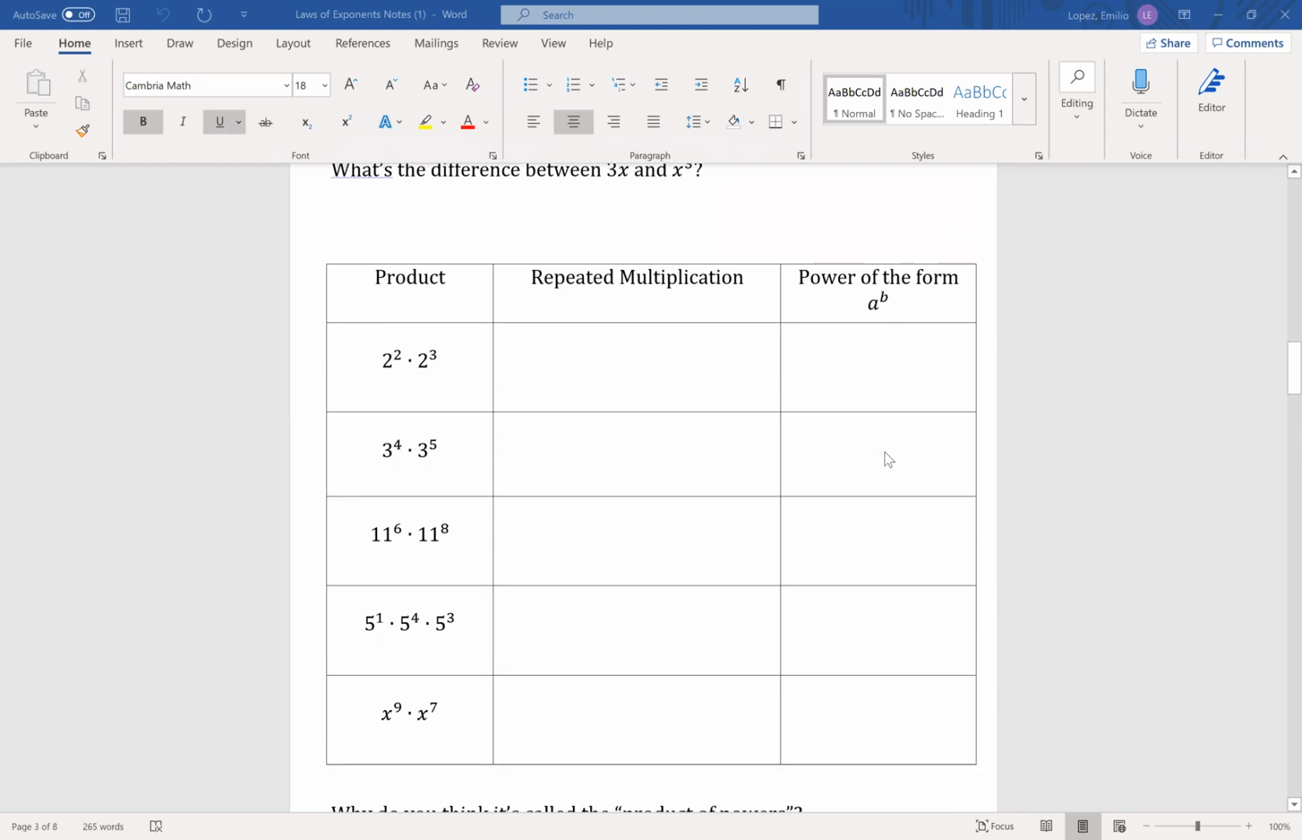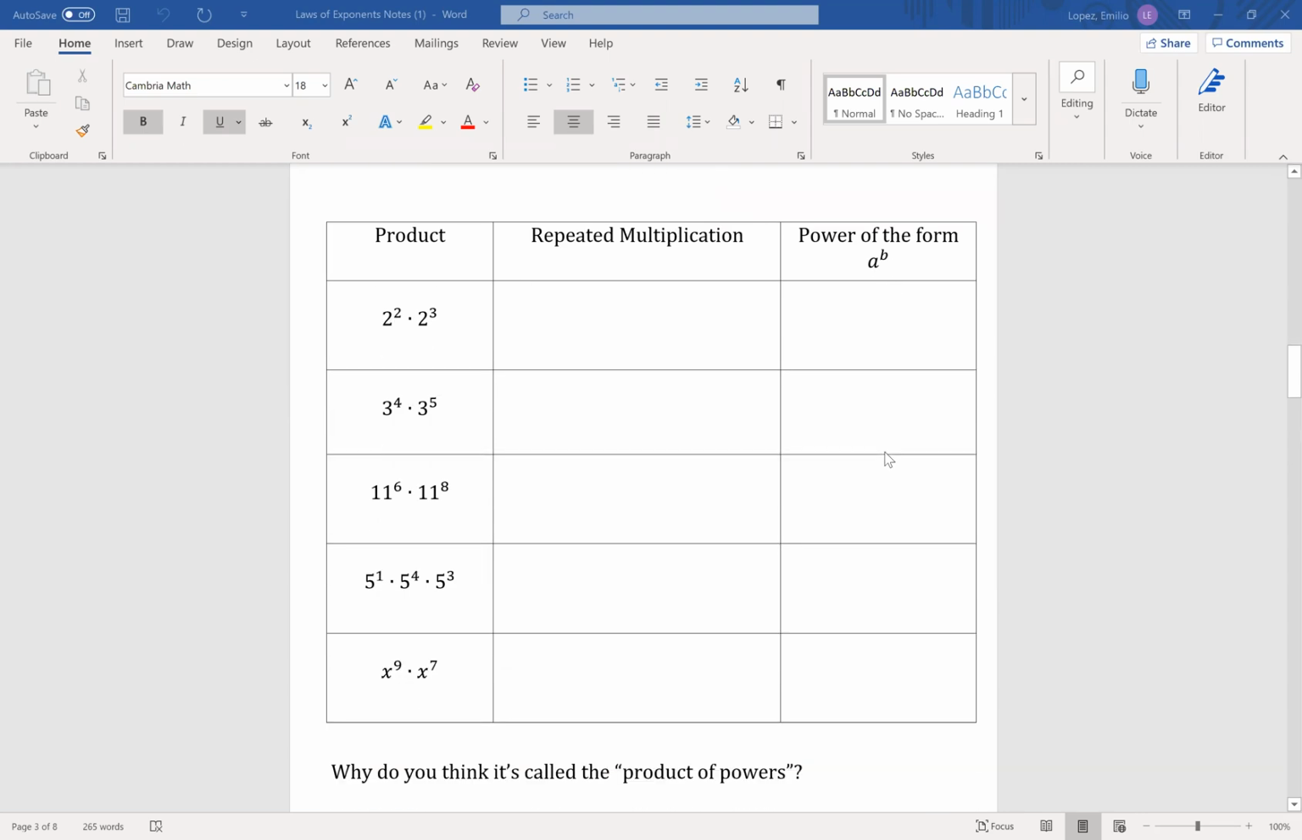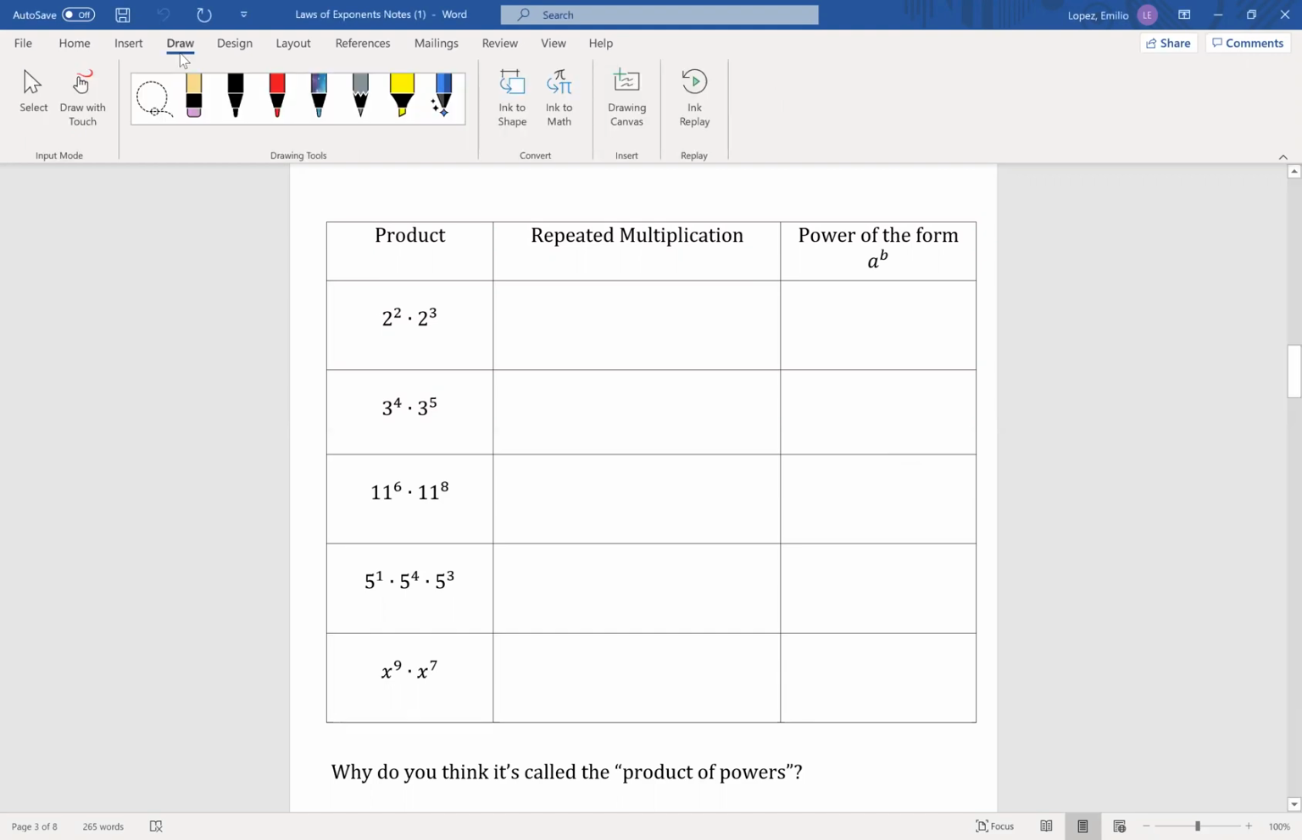This is called the product of powers. So right here, and again, I'm not going to fill these in like they were intended to be done the first time in class. I'm just going to go right to it and let you know how to do it and how to get the answer. When you're doing the product of powers, what you want to do here is they have to have the same base. So if you look at this example here, notice that they both have a base of 2. Your exponents are 2 and 3.